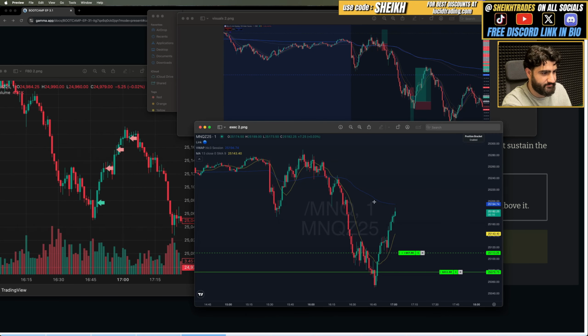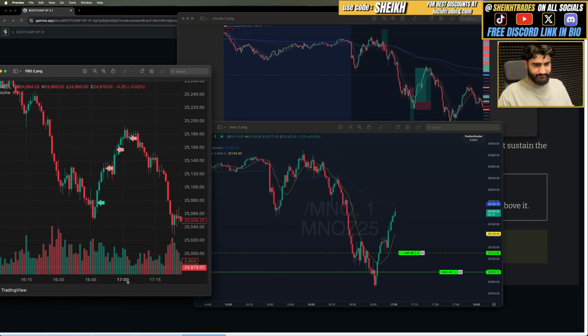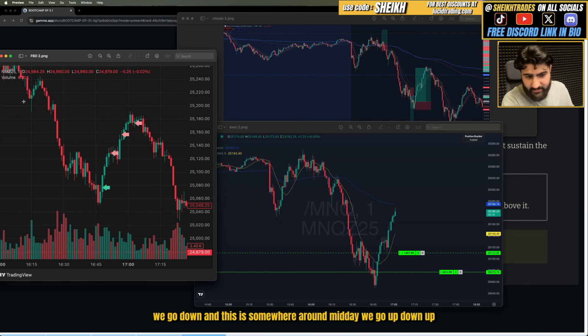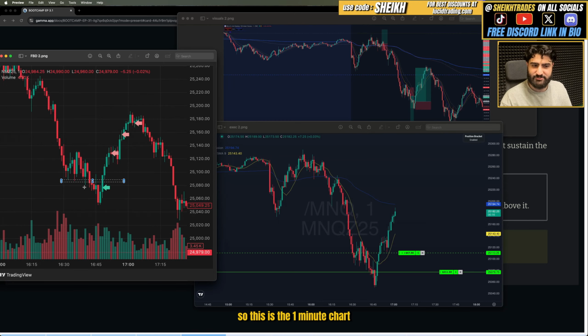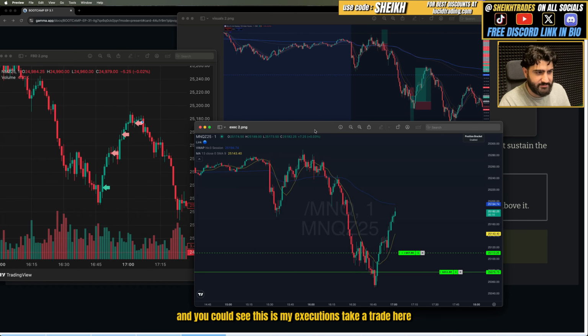Let's arrange them. Yes. Another example. We go down, and this is somewhere around midday. We go up, down, fill these levels, go down. Sharp knife, reclaim. This is what I call a mini FBD. We go down, we fill these levels, so it doesn't only need to fill a key level like this. So this is a key level, and then you could see I don't take this. It comes back down, fills this mini FBD, does a higher time frame FBD. So this is the 1 minute chart, and on the 5 minute, it does a higher time frame FBD. I go long, take some out, take some out, take some out.